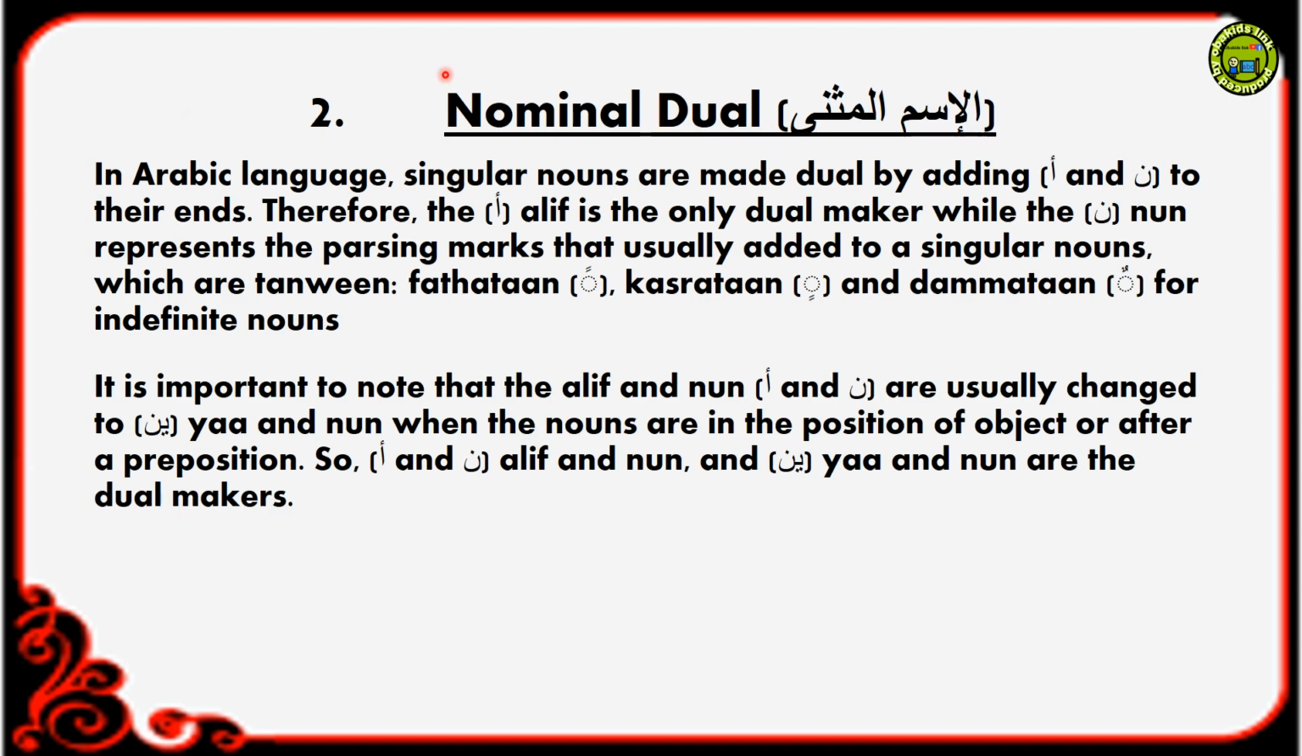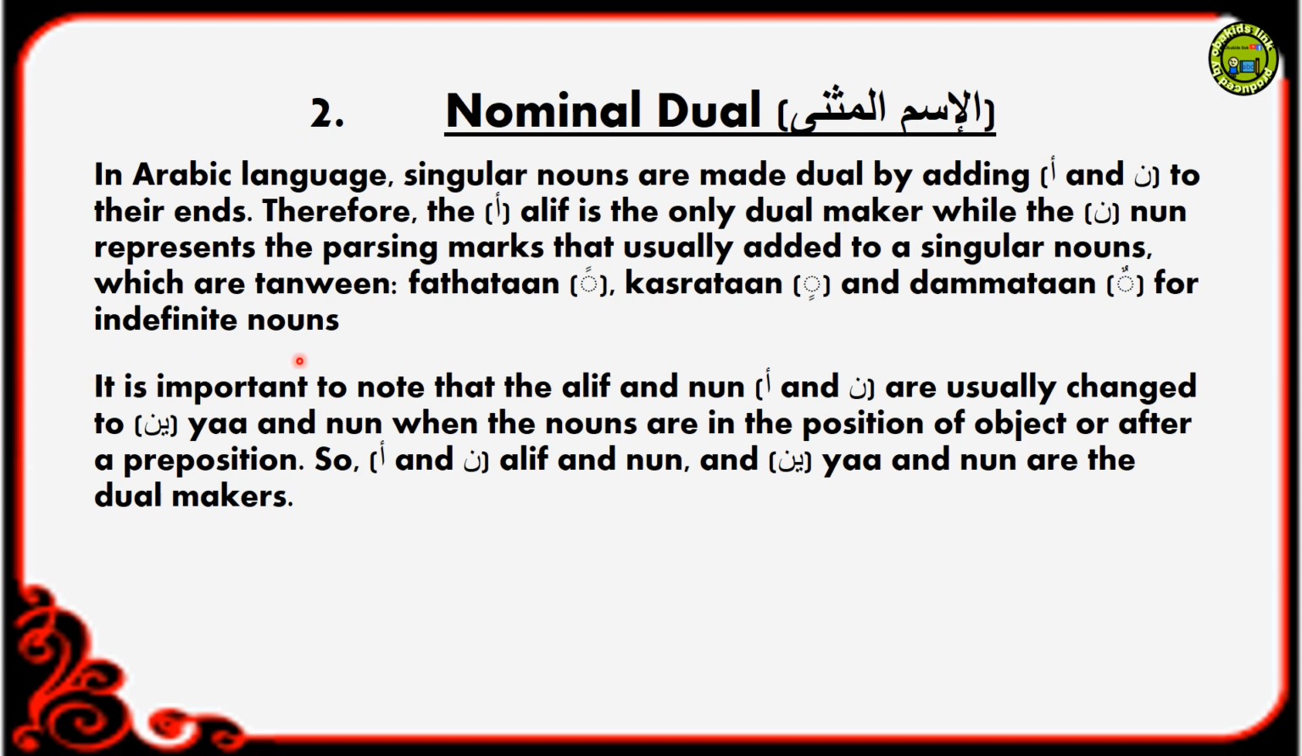2. Nominal dual, al-ismu al-musanna. In Arabic language, singular nouns are made dual by adding alif and noon to their ends. Therefore, the alif is the only dual marker, while the noon represents the parsing marks that are usually added to a singular noun, which are tanween, fathatan, kasratan, and dammatan for indefinite nouns.